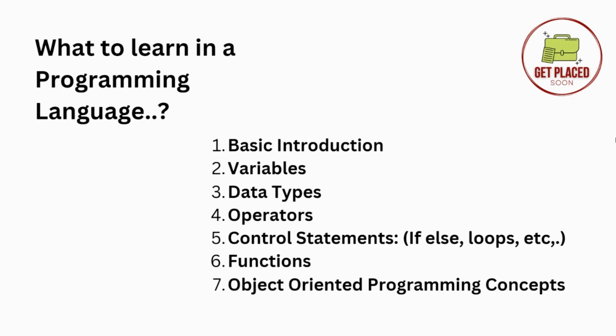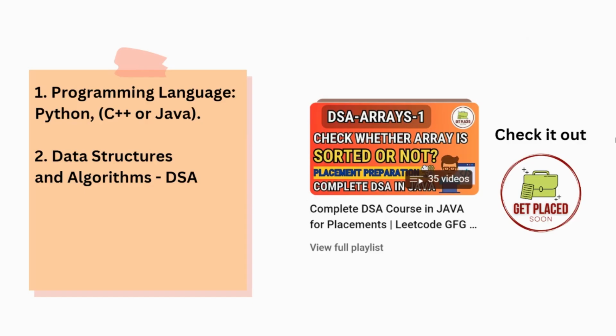Once you're done with this, for example, if you choose C++, it has its own OOPs. If for example you choose Java, it has its own OOPs. So object oriented programming concepts, they're almost the same, but there is a slight difference in different languages. So whatever is the programming language you choose, based on that learn the OOP concepts. So these are the seven main things you need to learn in a programming language. So the first step we are done, that is programming language and learning it.